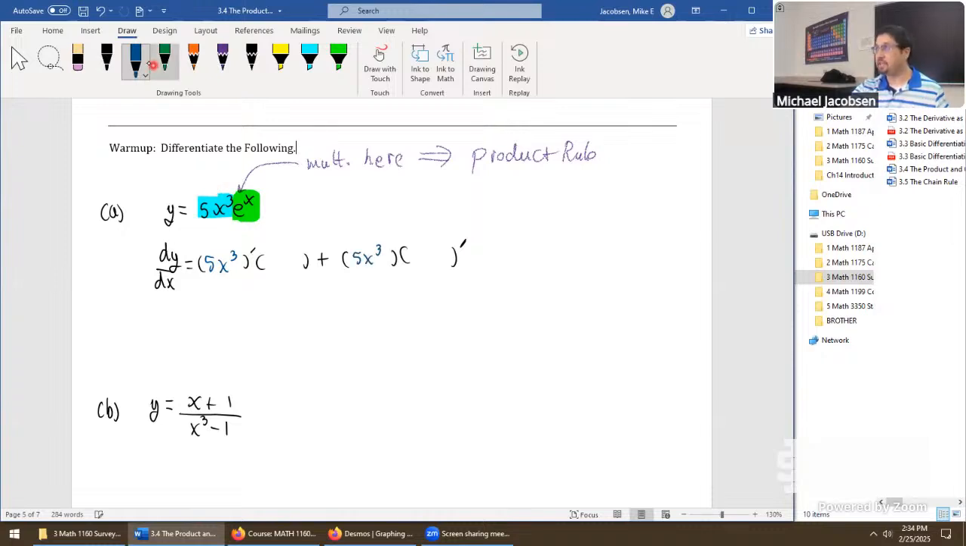It just goes into the first placeholders, and e to the x goes into the remaining placeholders, here and here. At this stage, we just crank out the derivative. So derivative of this one using the ordinary power rule, it's going to be 15x squared. Here we just copy in e to the x, copy in 5x cubed. Derivative of e to the x would be itself. Then at that stage, we're totally done.